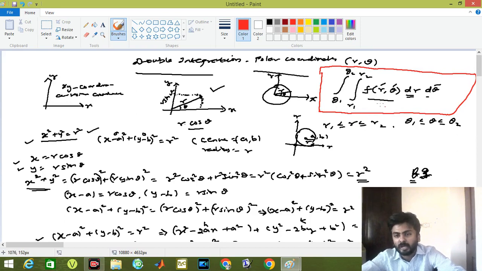Here we are going to integrate the function f of r comma theta with respect to r and then with respect to theta. Integrating with respect to r means the limits should lie between r1 to r2, and integrating with respect to theta means the limits should lie between theta 1 to theta 2. When r is a function of theta, the first integration should be with respect to r. When the first limits are constant, you should have theta here. So you have to write everything I have told initially.